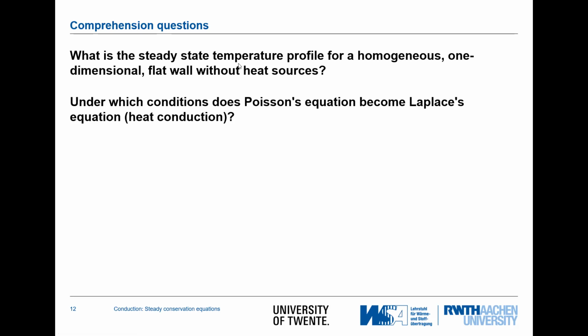Under which conditions does a Poisson equation become the Laplace equation for heat conduction? We have seen that the Poisson equation includes the second derivative of the temperature in the different coordinate directions, here in x and y direction, plus in addition the heat source term. However, the Laplace equation does not include the source term for the heat, only the second derivatives, and as such we see that the condition for the Poisson equation to become the Laplace equation is that the volumetric heat source term is equal to 0.